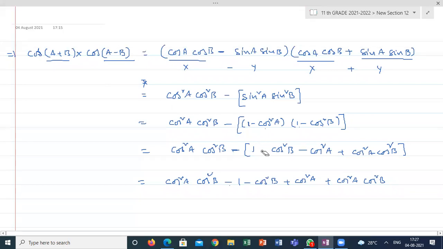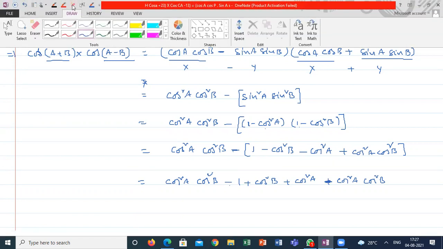I'm thinking where we made the mistake. Yeah, 1 into 1 is 1. 1 into minus cos square b is minus cos square b. Minus cos square a into 1 is minus cos square a. Minus into minus plus. Correct? Am I right? Yeah, minus 1 into minus 1, minus into minus is plus. This is also minus into minus is plus. This whole thing is coming as minus.